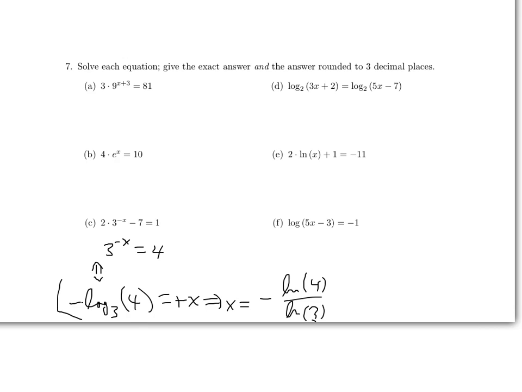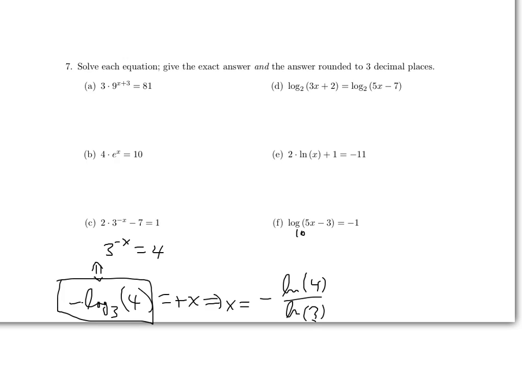This is perfectly fine as the exact answer. In fact, that's a good exact answer. But if you're going to get the answer rounded to 3 decimal places using a calculator, you'll need to enter it like that, since most of you don't have a log base 3 button. For the next one, remember that log just means log base 10. And we do that because that's what your calculator button is, log base 10. So we put some of these problems on there just to make sure you know what your calculator is doing.